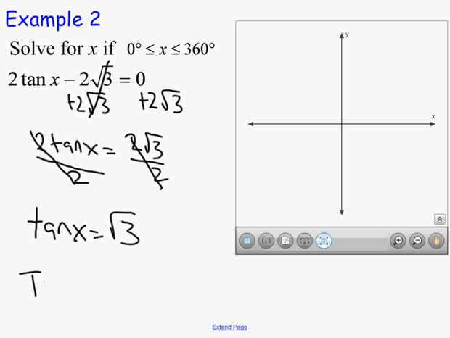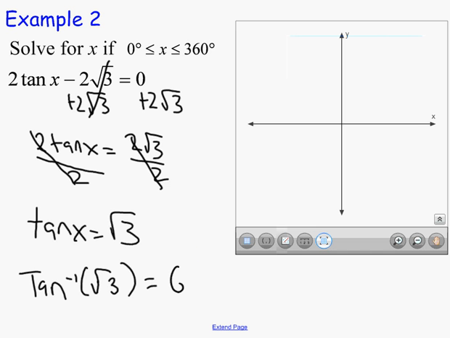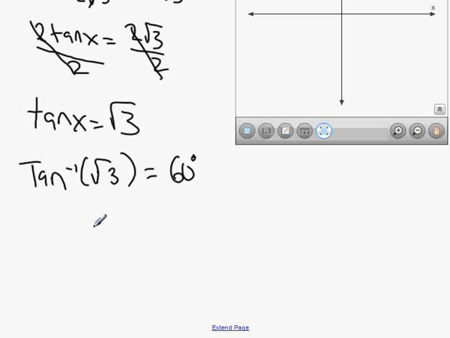So I'm going to do inverse tan to get one of the values of x. Excuse me, that should say radical 3. So let's go ahead and do that. So second tan, all right, because you're doing the opposite of tan here. Radical 3. And we get 60 degrees. So one of the values of x is 60 degrees.